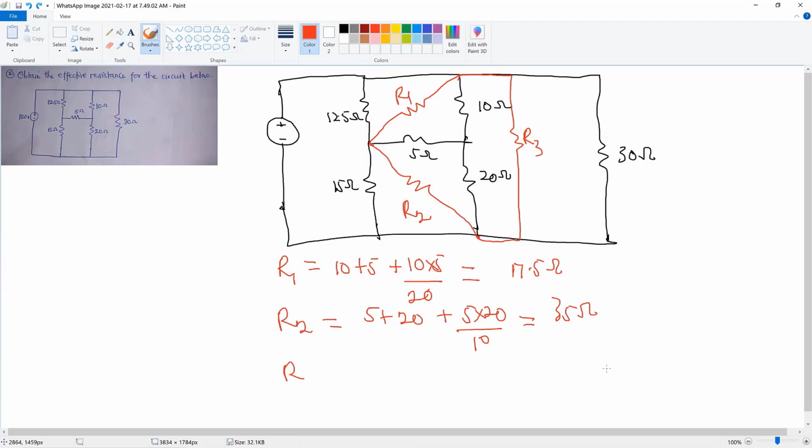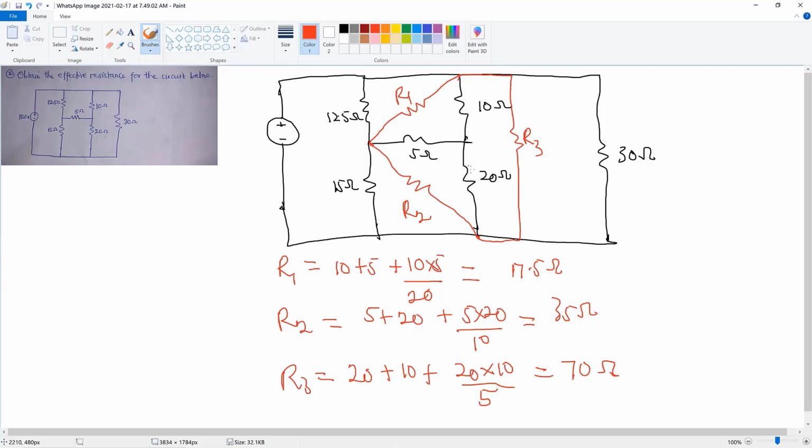Okay, start with R3. R3 is equal to 20 plus 10 plus their product divided by 5, and that gives us 70 ohms.